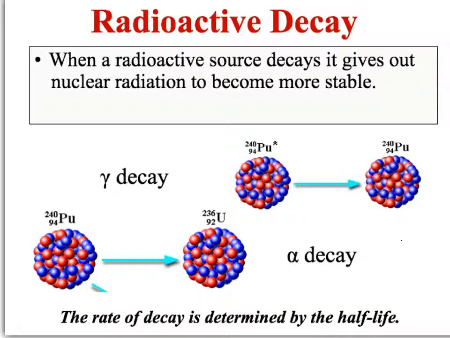So you've already learnt that radioactive decay is the process in which an atom makes itself more stable. So when a radioactive source decays, it gives out nuclear radiation to become more stable. And you can see from the diagrams here that we've got gamma decay, so the plutonium's gone from an excited state and it's decaying, giving out gamma radiation. Here we've got plutonium decaying to uranium to give out alpha decay. Now the rate of decay, as it says at the bottom there, is determined by the half-life. So we're going to see what the half-life is now.